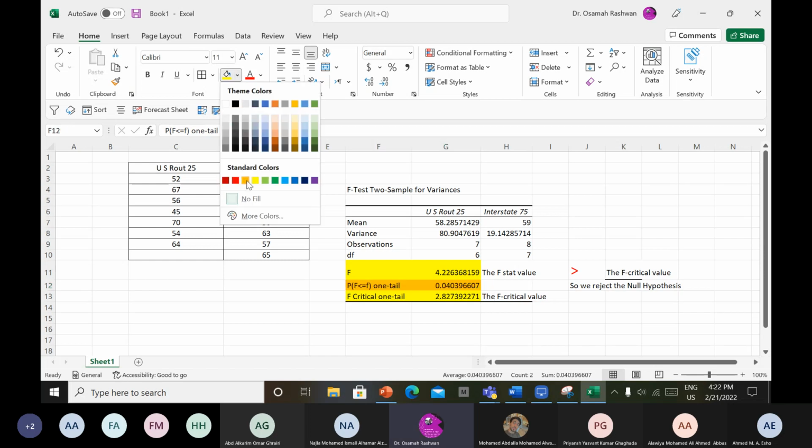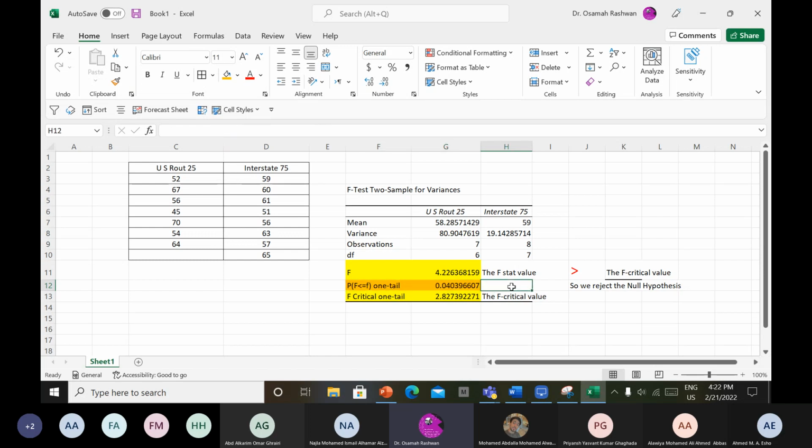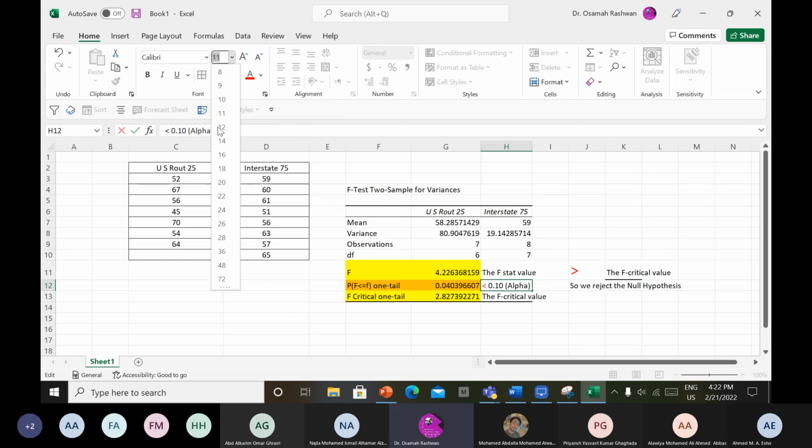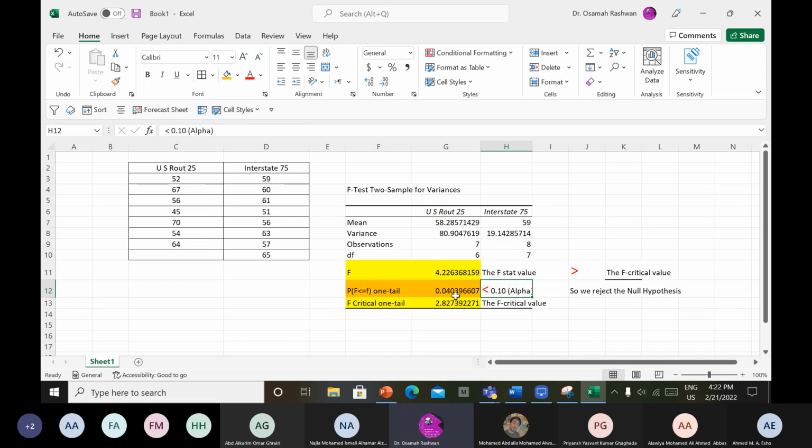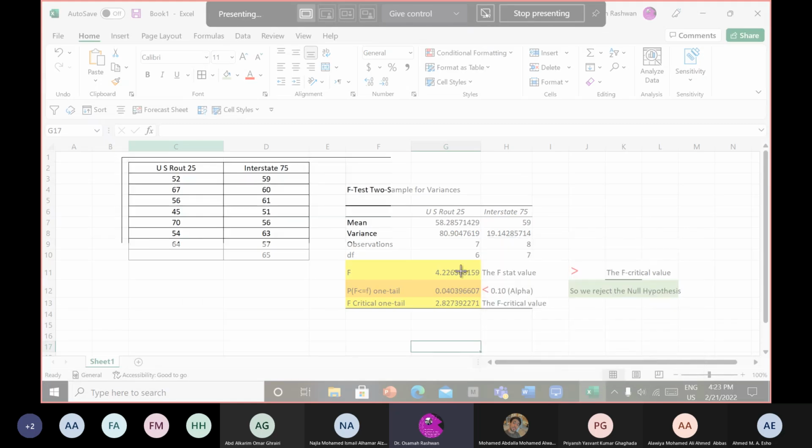Also, you can use the p-value to get the decision, as we have done in comparing the t-test. This one is less than 0.10, which is alpha, the level of significance. Because it is less than alpha, we have the same decision to reject the null hypothesis. If you use the p-value compared with alpha, or the stat value compared with the critical value, you have the same decision. So this is the F-test using Excel, which is very easy and very simple.